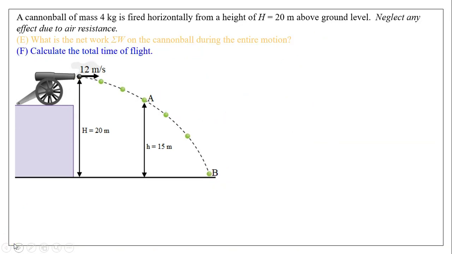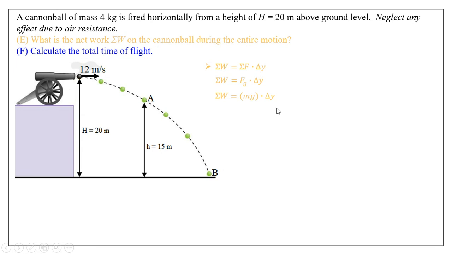All right, let's do E and F before I cough my lungs out. Part E asks you what is the net work done on the cannonball during the whole entire flight. Net work is simply net force times displacement. The only force acting on the cannonball once it leaves the cannon is the force due to gravity. The force due to gravity can be expanded to mg because Fg is just mg.